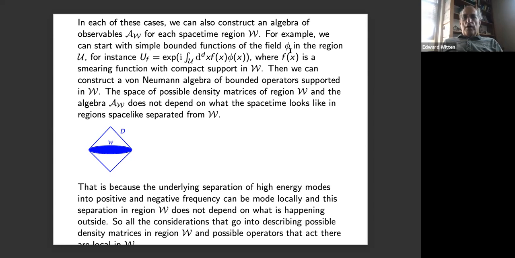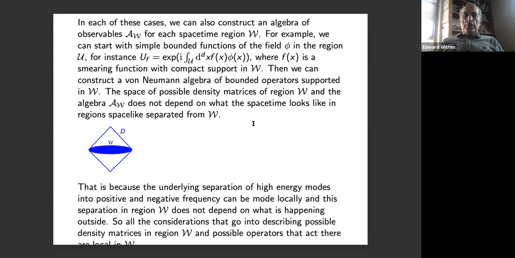You take the field phi and you smear it by a smearing function f. And then to get a bounded function, you take the exponential of i times the smeared field function. So we get this u sub f. And then we can construct a von Neumann algebra of bounded operators supported in W. Incidentally, it's traditional to use von Neumann algebras here, but I'm not entirely satisfied it's the best thing to do. Well, maybe we'll get to that later.